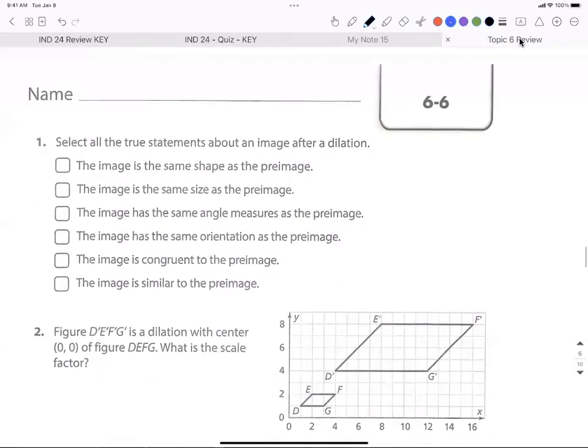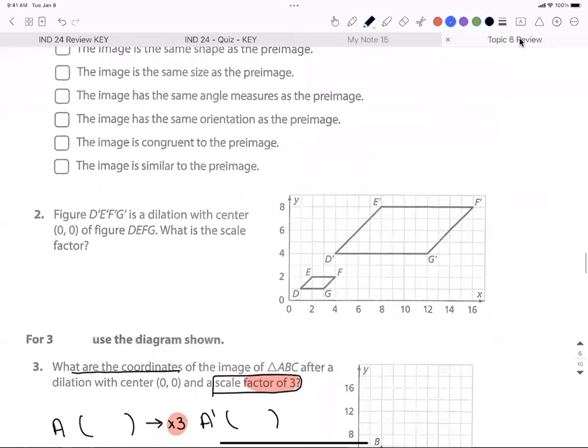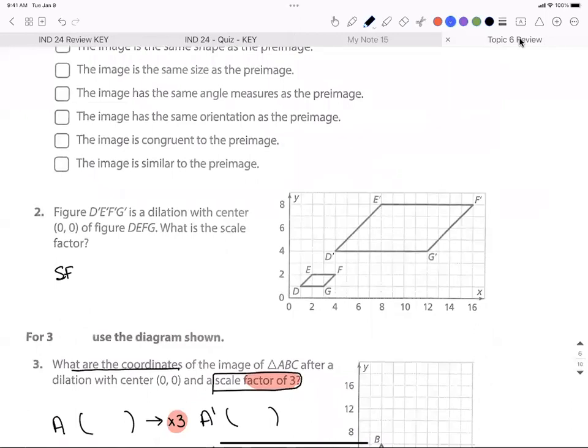Let's see. This is all about dilations. Okay. Remember to find scale factor. You've got to set up that fraction. It's always prime over pre. So if you don't remember that, remember that your scale factor is prime, and it's either coordinate or side length, whichever one you're given. And these you're given coordinates. So prime over pre, find your scale factor.